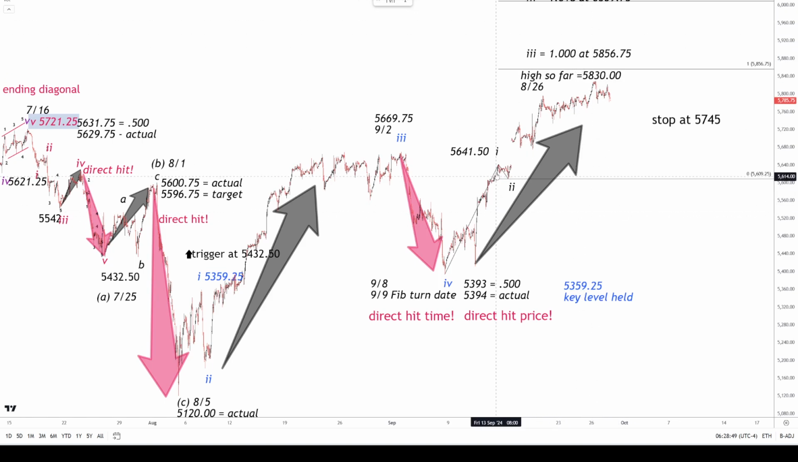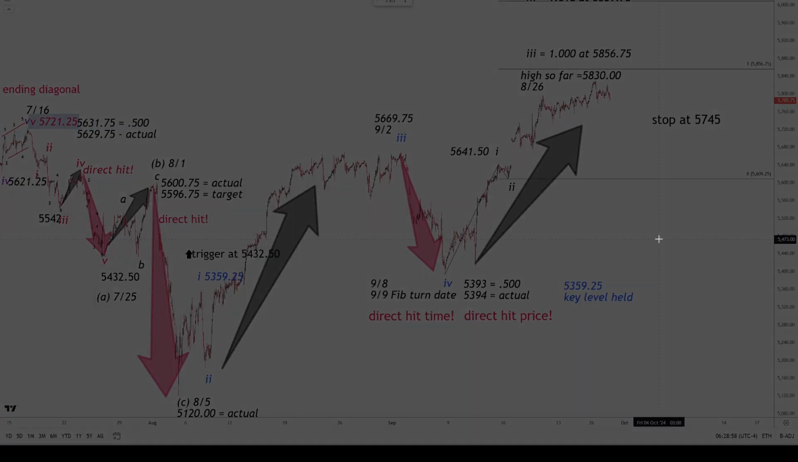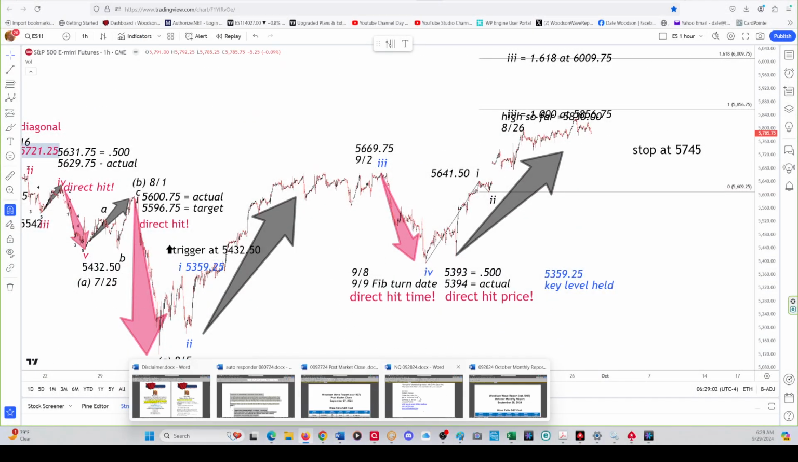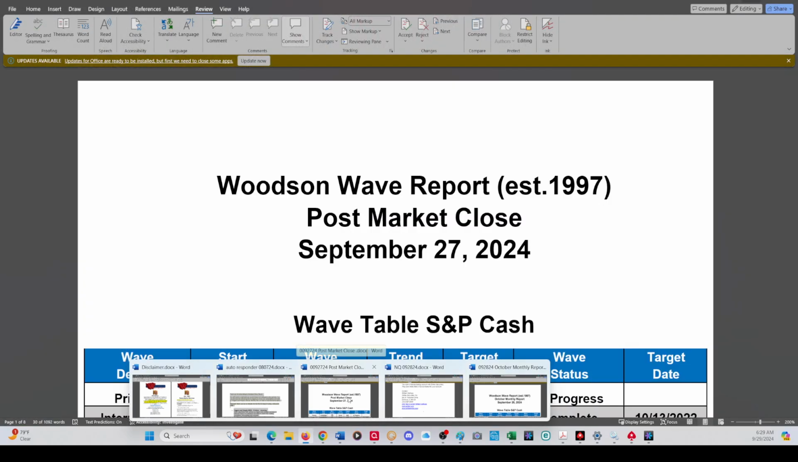So we'll see this again. When this 3 tops, the 4 down should hold above this wave 1 high. So that's it on there. I'm going to show you guys the post-market close we put out.